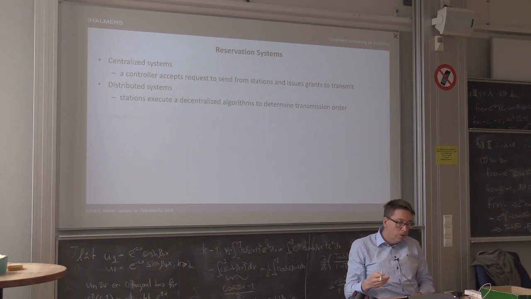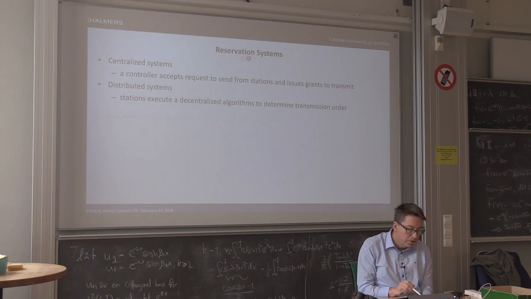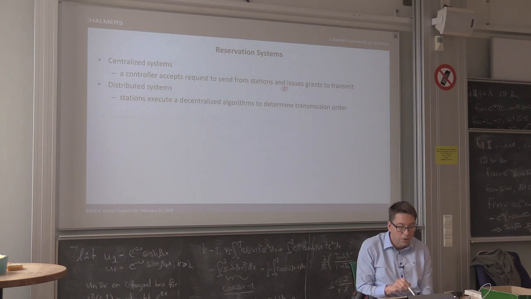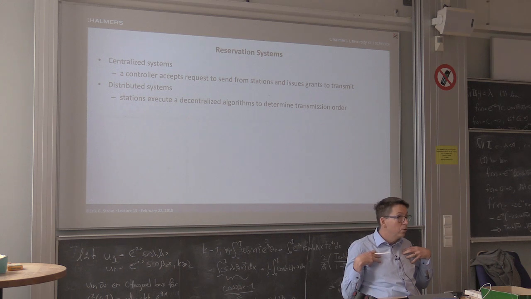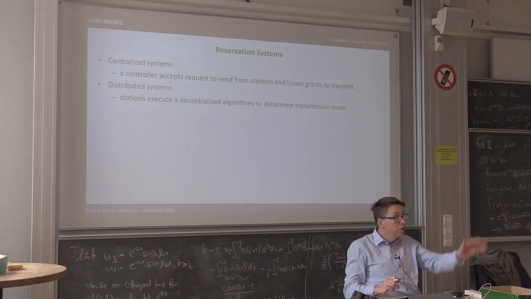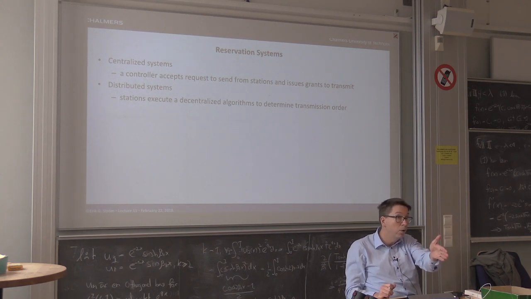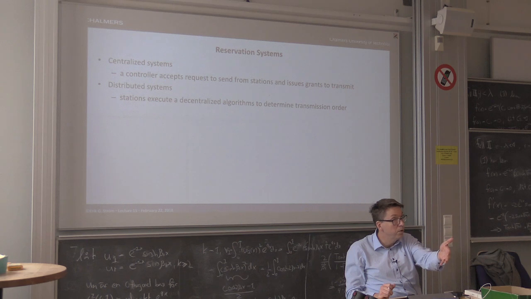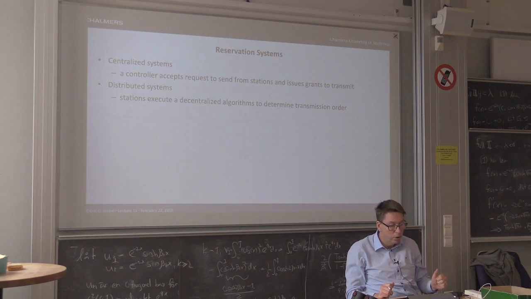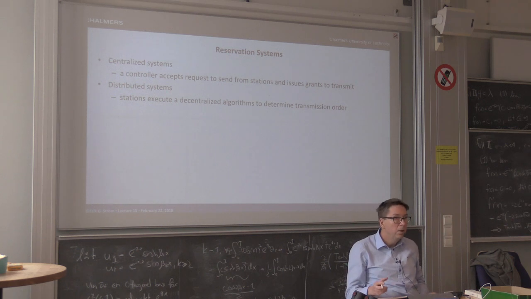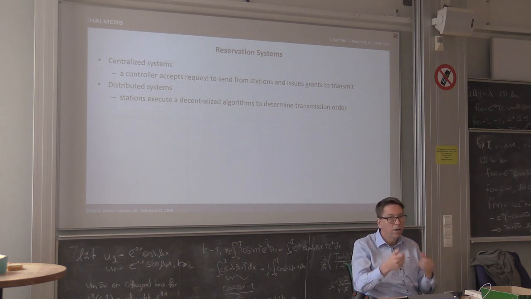But what do we do here? Well, with reservation, if we have a centralized system, we have a controller, a super user, that accepts requests to send transmissions and then issues grants to transmit. So if I would be the controller, then you request transmissions by raising your hand, and then I would acknowledge whoever wants to transmit, and then that person gets to transmit, right? So that's the centralized version of it.